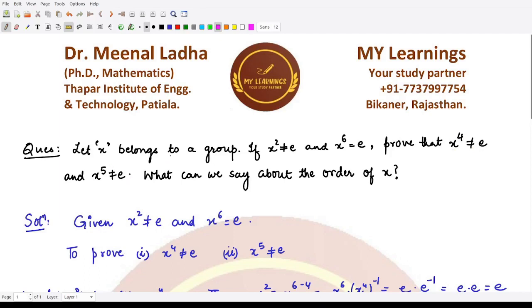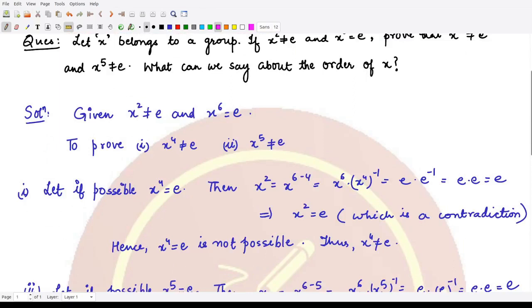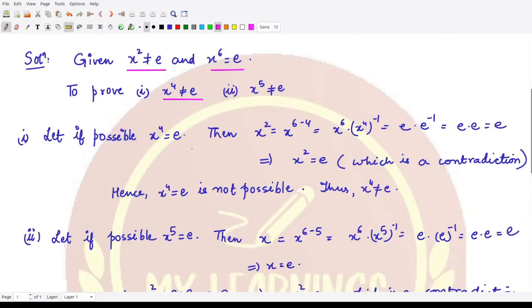First of all, let's see these two cases. So we are given these two conditions with us. We have to first of all prove x raised to power 4 is not equal to identity. We will be using the criteria for contradiction. So first of all, we assume that if possible x raised to power 4 is identity.